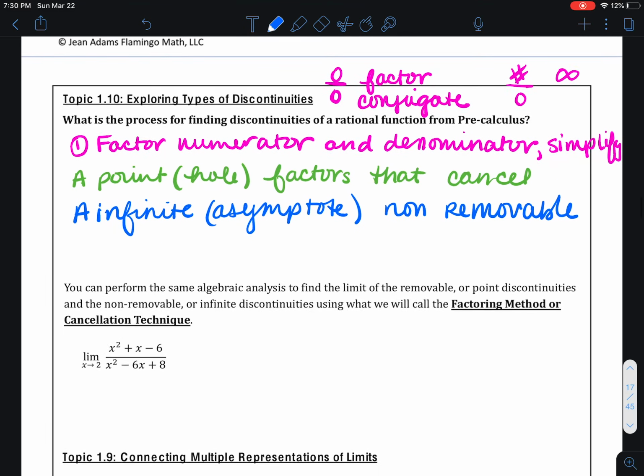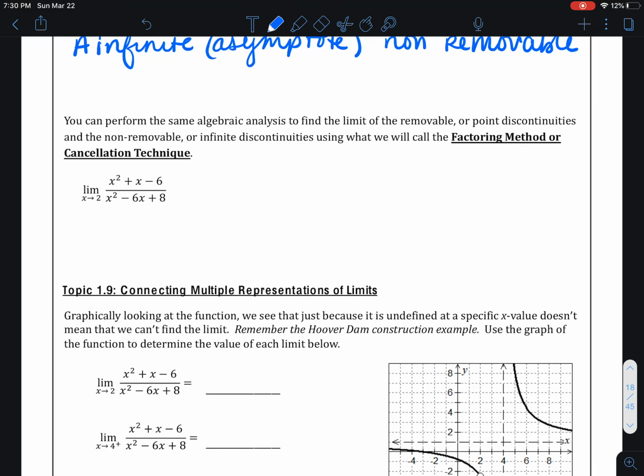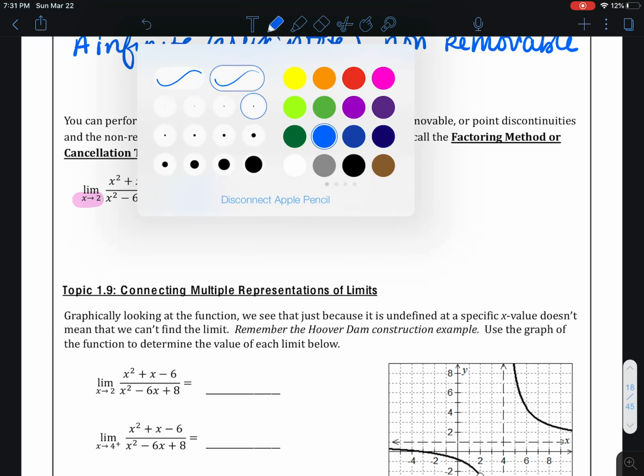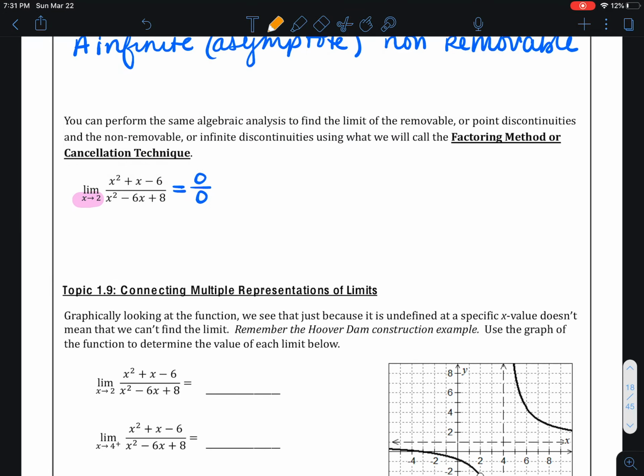Okay, and so the technique we're going to talk about today is the factoring method, or the cancellation technique. Here we see the limit as x approaches 2, and we can approach this rational function the same way. The first thing you should always try is to plug in. When I plug in, I get 0 on the top and 0 on the bottom, which means there is something we can manipulate algebraically to get rid of whatever is causing the 0. There's a huge clue because x is approaching 2, which means that probably a factor is causing the 0.